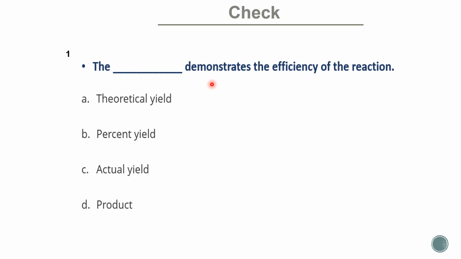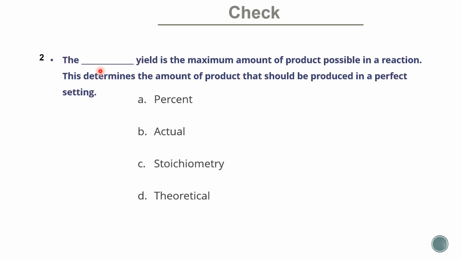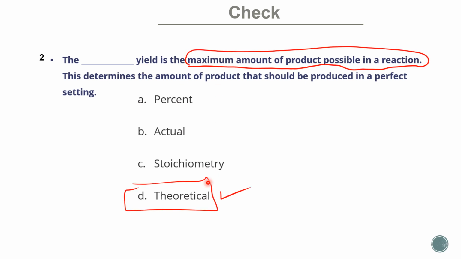So what will tell us about the efficiency of a reaction? The percent yield. كل ما كانت أعلى معناها higher efficiency. كل ما كانت البرسنت yield قليلة كل ما كان الefficiency ضعيفة. The yield is the maximum amount of product possible in a reaction. الماكسيموم هو theoretical yield.